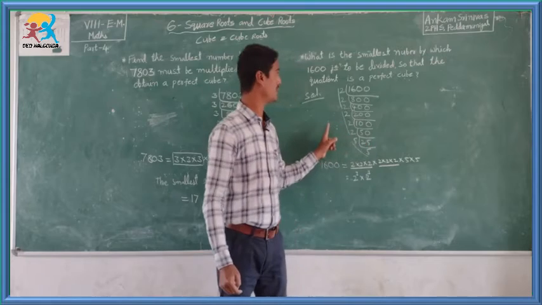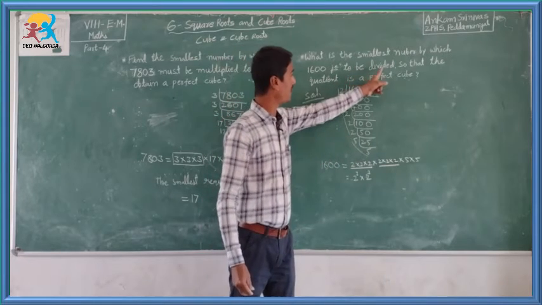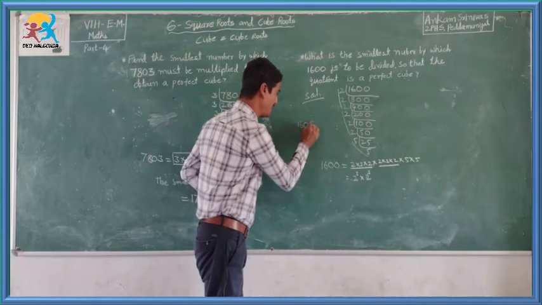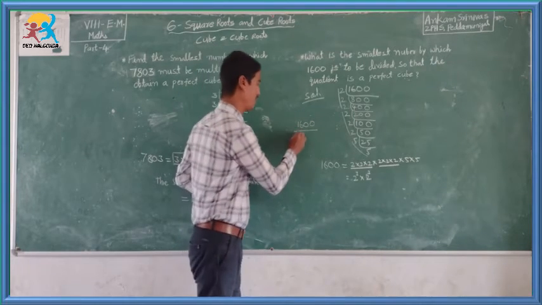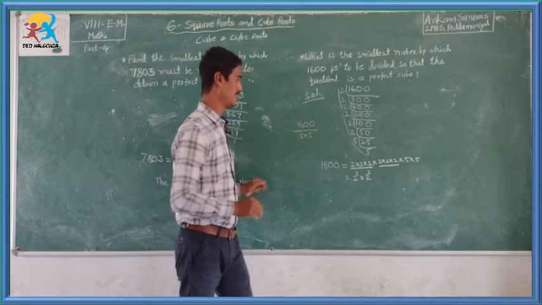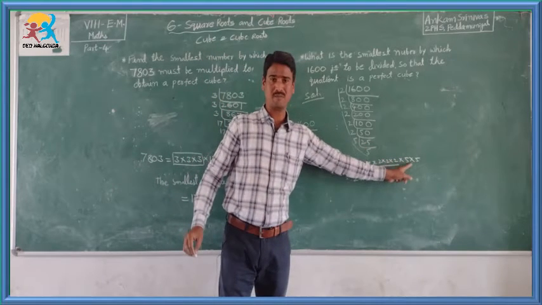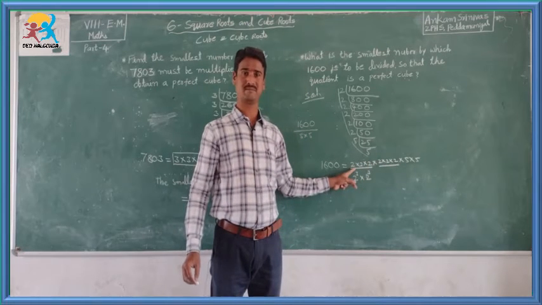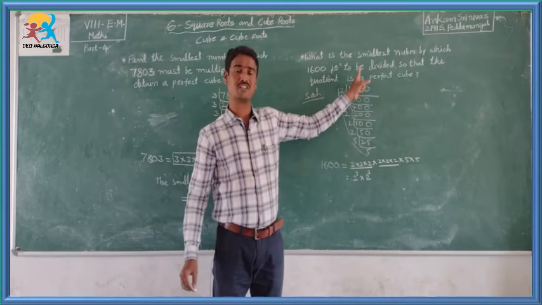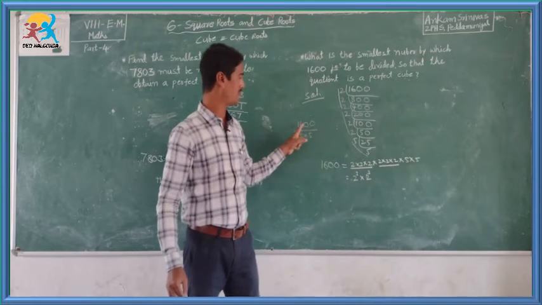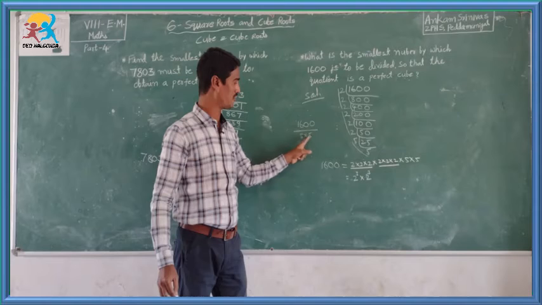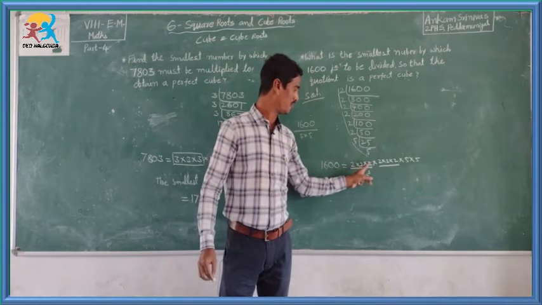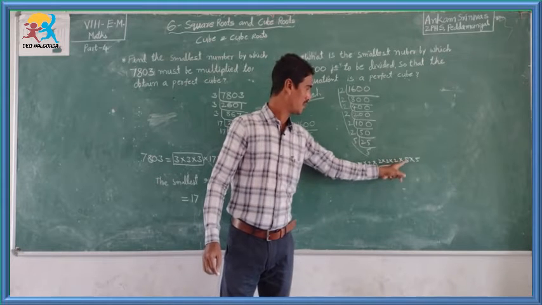But the question asks what should be divided. If 1600 is divided by 5 into 5, then these two 5s will be cancelled, and the remaining become a perfect cube. Here it asks what should be divided. So the given number, if divided by 5 into 5, because 1600 can be written as 2 into 2 into 2, 2 into 2 into 2, 5 into 5.